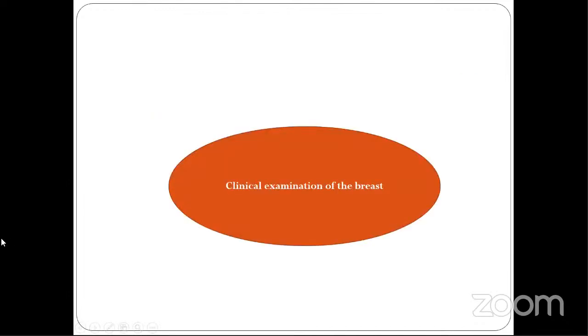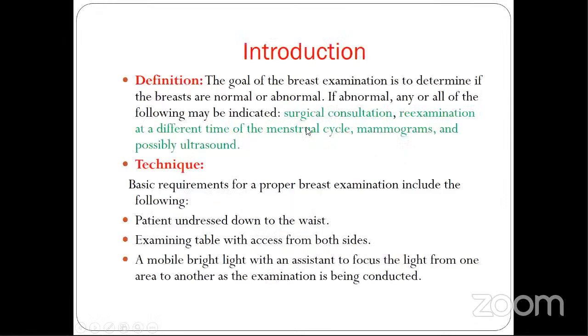Then we'll go for clinical examination of the breast. What is the importance of clinical examination? The goal of clinical examination is to determine if the breast is normal or abnormal. Any abnormality may indicate surgical consultation, re-examination at a different time of the menstrual cycle, and investigation like mammogram or ultrasound. Examination would include inspection and palpation.